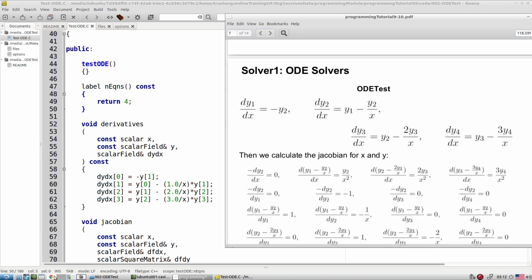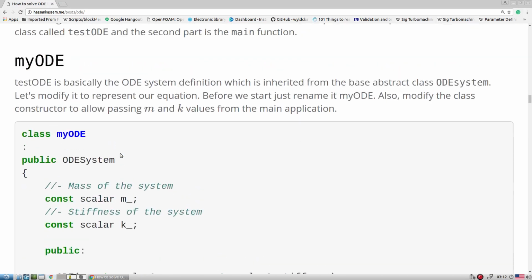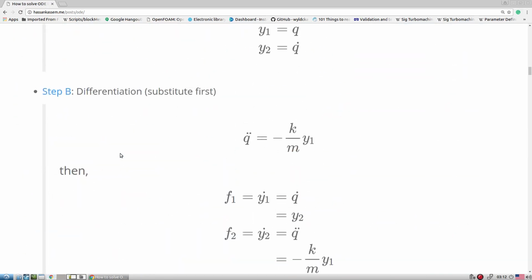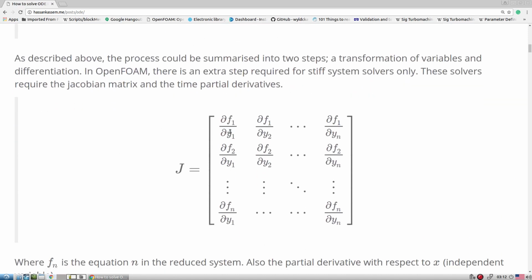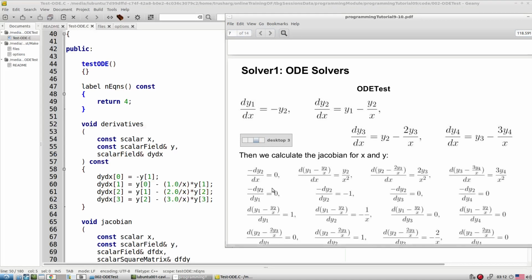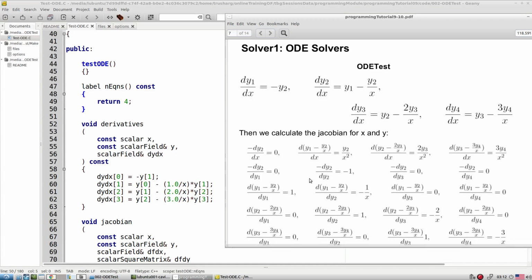So if you come back here, look at the Jacobian. We have f1 and a total of 4 ODEs. So we require del f1 by del y1, del f1 by del y2, del f1 by del y3, and del f1 by del y4. In a similar line, now just look at the Jacobian. We can calculate the Jacobian for x and y.